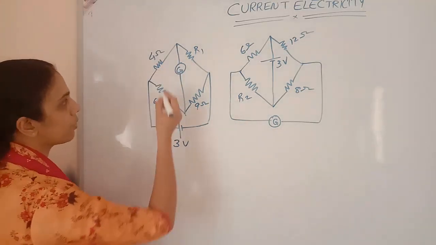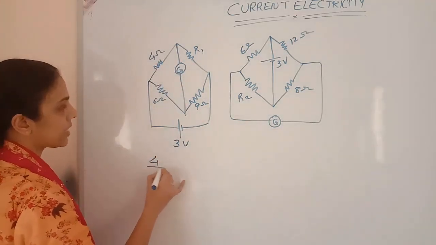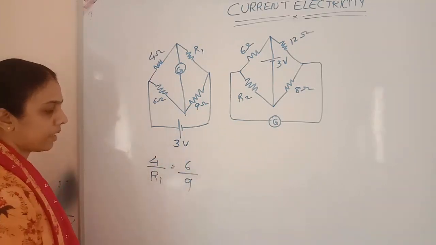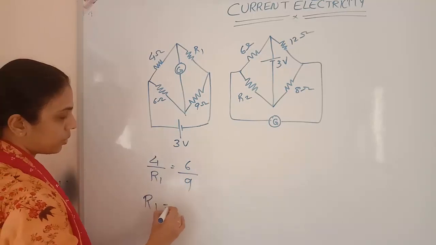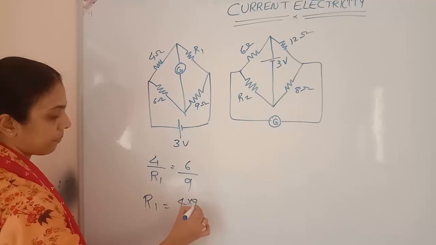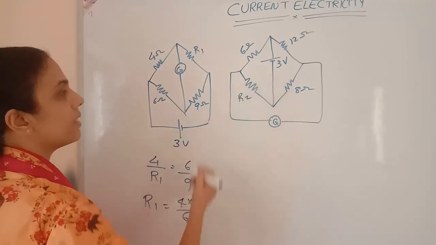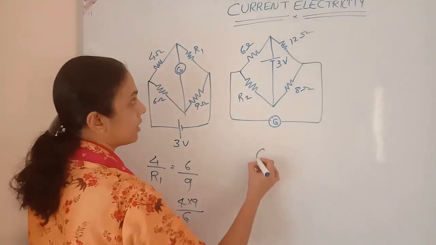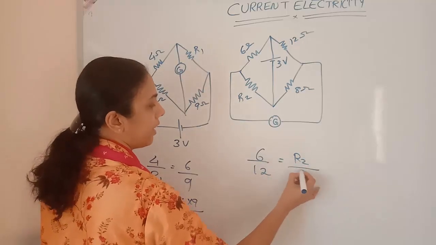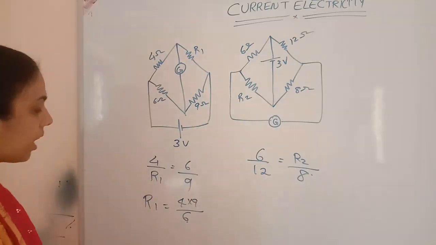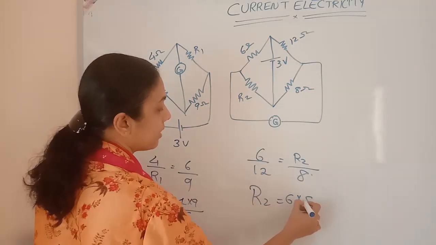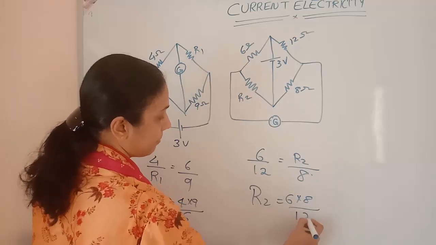So if it is obeying Wheatstone's bridge, we can write 4 by R1 equals 6 by 9, so R1 equals 4 into 9 divided by 6. Clear? And in the same way, here 6 by 12 equals R2 by 8. Now we can find the R2 value. R2 equals 6 into 8 divided by 12.